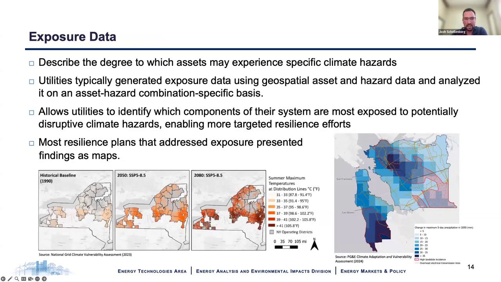And so now you can see here again the GIS and geospatial analysis coming into play with respect to analyzing the exposure, which is the degree to which assets may experience specific climate hazards, right? And so a given asset may not necessarily be resilient to storms, but that is only important if it's also exposed to a very significant and increasing severity and frequency of storms. And that's why it's the two factors that come together that really allow utilities to focus in on the areas to improve resilience and invest in resilience in their system.